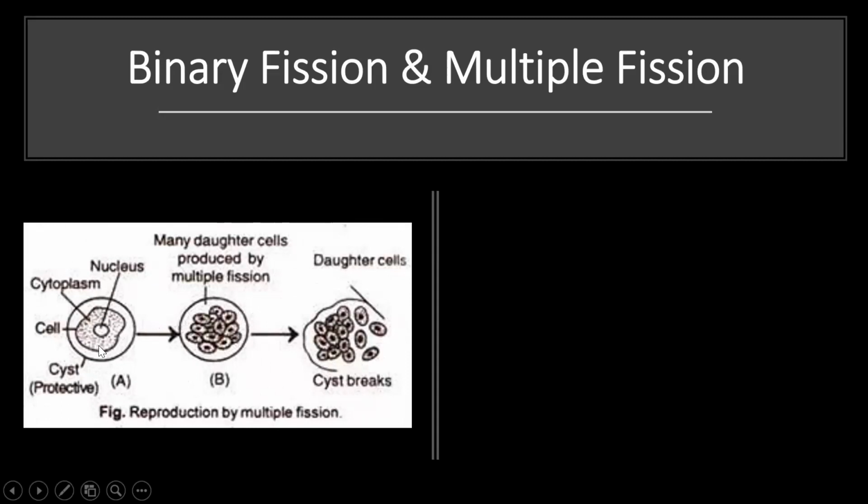By multiple fission, many daughter cells are produced, and you can see this in figure B. These daughter cells come out when the cyst breaks. In that way, the daughter cells come out and form different independent organisms. I hope you all have understood reproduction by multiple fission.